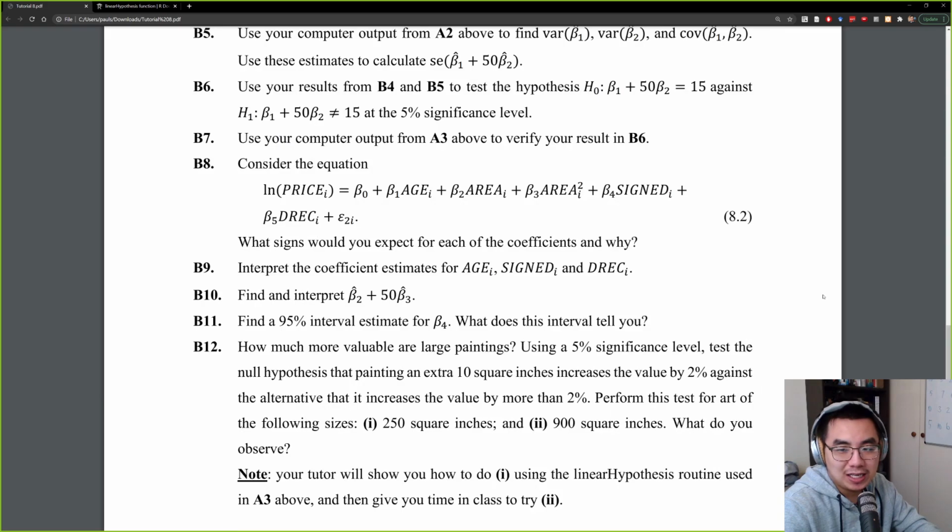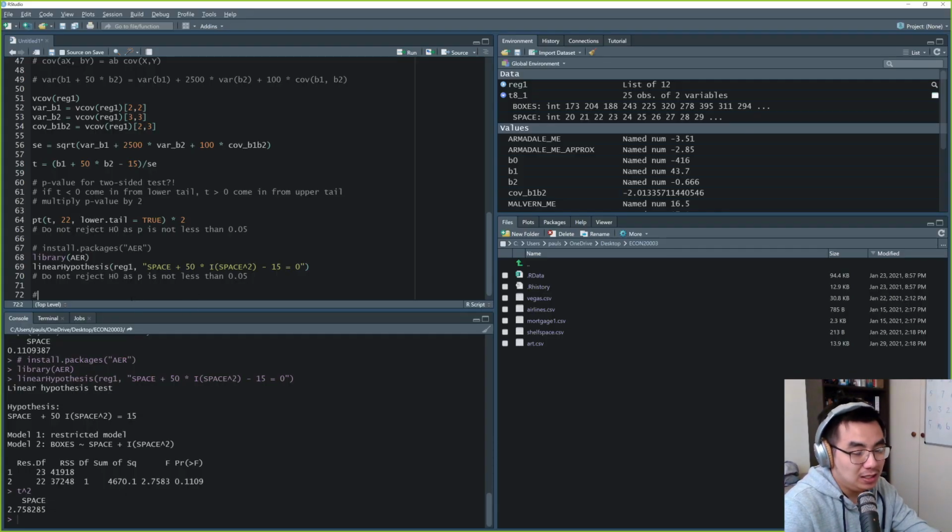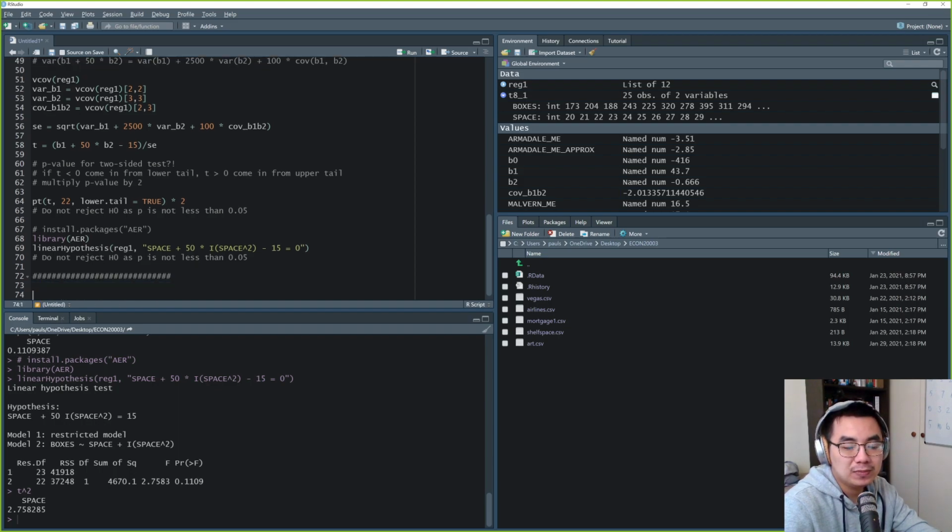Area squared is self-explanatory. Signed is whether it was signed by the artist, so this is a binary or dummy variable, 1 or 0. And DREC is whether the sale occurred during a recession, and this is also a 1 or 0. Okay, so let's try and estimate this equation here, and we'll try and interpret the coefficient estimates for age, signed, and DREC.